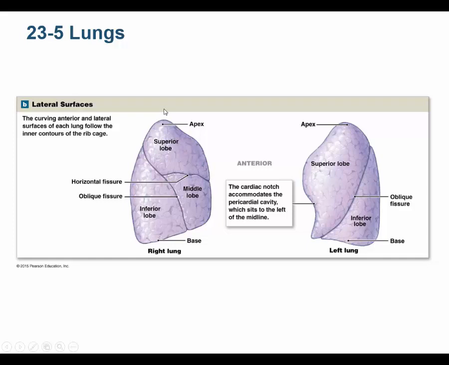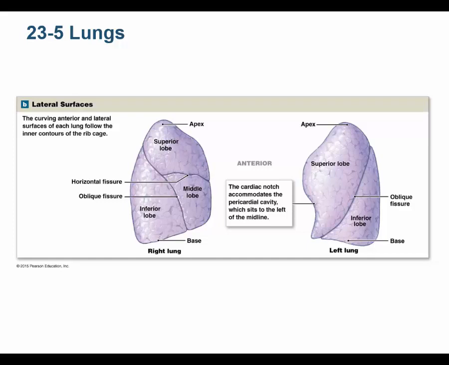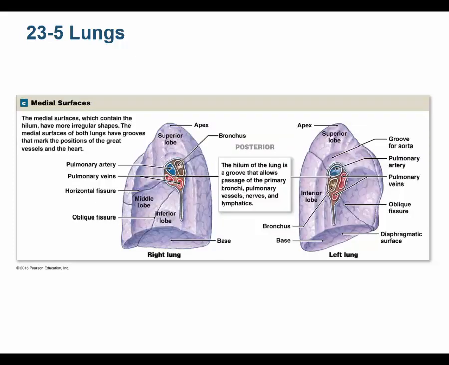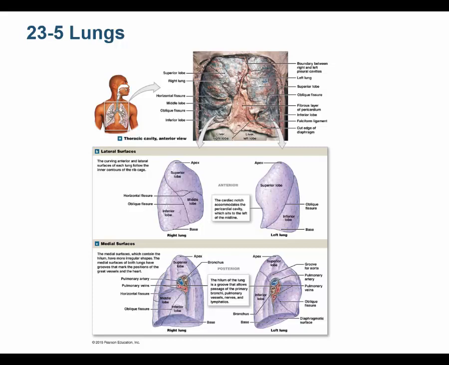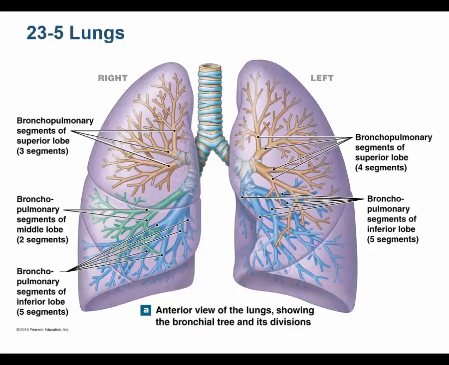Just anatomy showing you the lobes of the lungs. More anatomy. Of course, the right lung has 3 lobes and the left lung has 2 lobes. That's a different section. This is a horizontal section or a cross section showing you the lungs and how the heart sits in the mediastinum. More anatomy here.